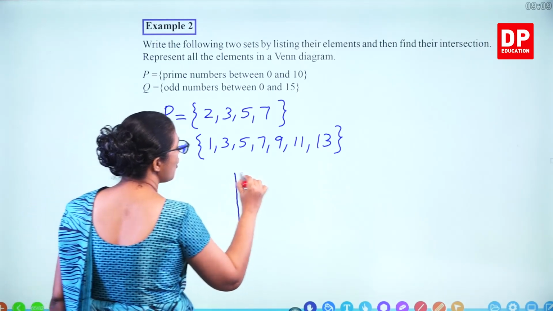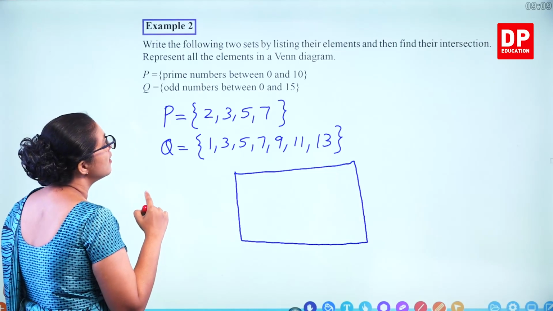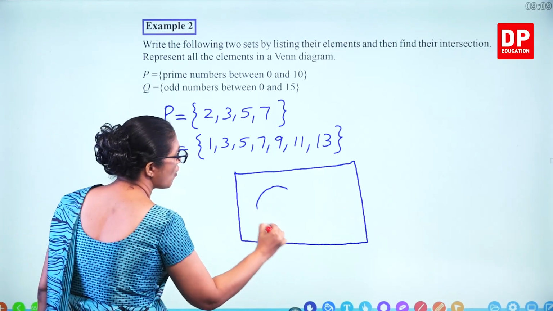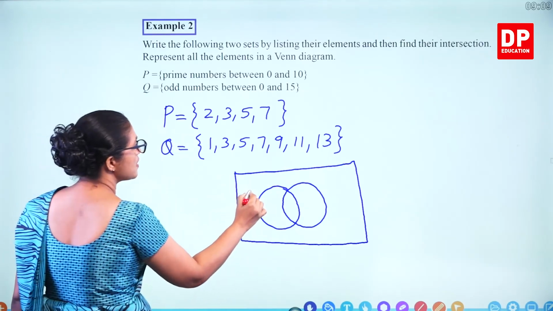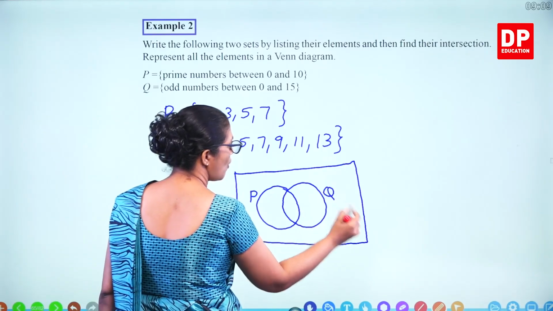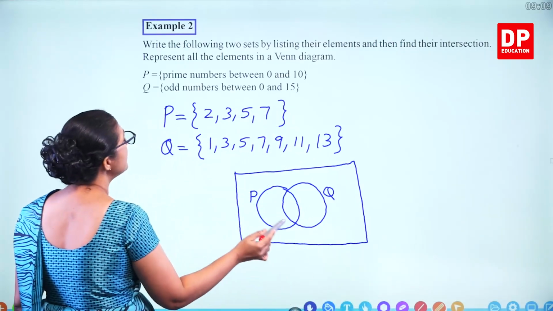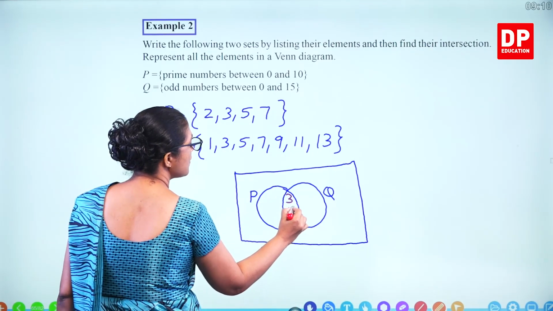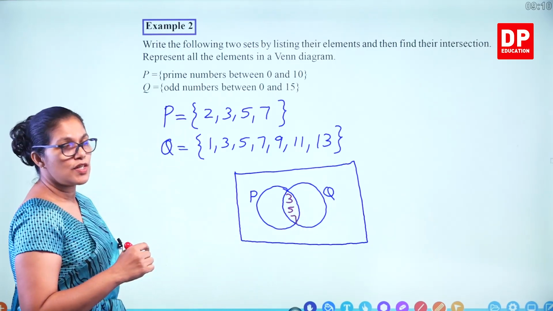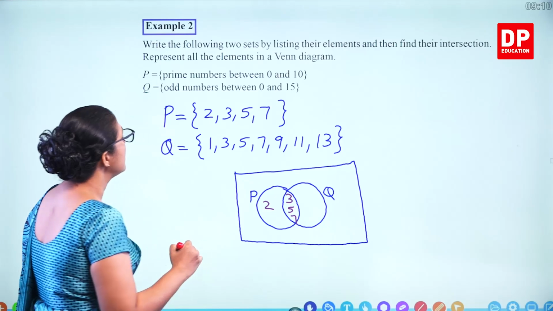So when you are drawing the two sets, common elements are there. So that means we draw like this. This is P, this is Q. Now we'll put all the elements inside. What's common? 3, 5, 7. So 3, 5, 7 inside this region. That's common. Then 2 inside P.